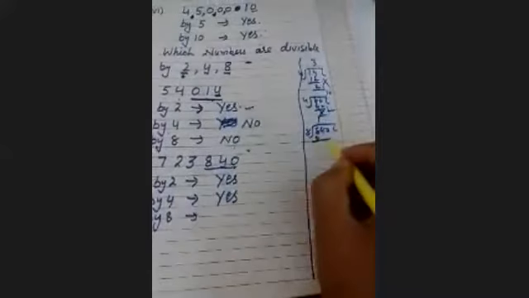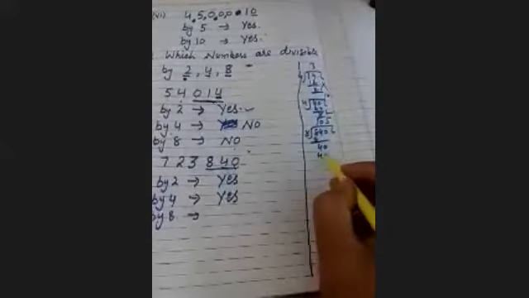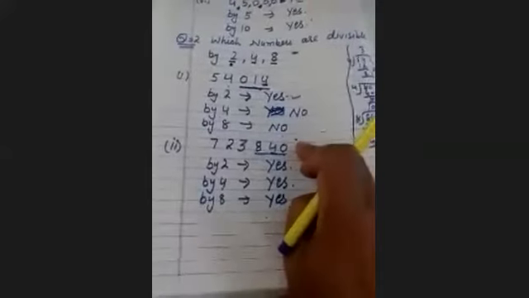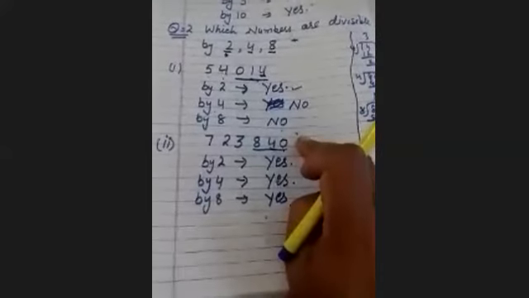By 8, the last 3 digits are 840. Divide by 8. 8 1s are 8, 4 0. 8 5s are 40. So the answer is yes. Remainder is 0. It means 7,23,840 is divisible by 2, 4 and 8. This number is divisible by 2, 4 and 8.